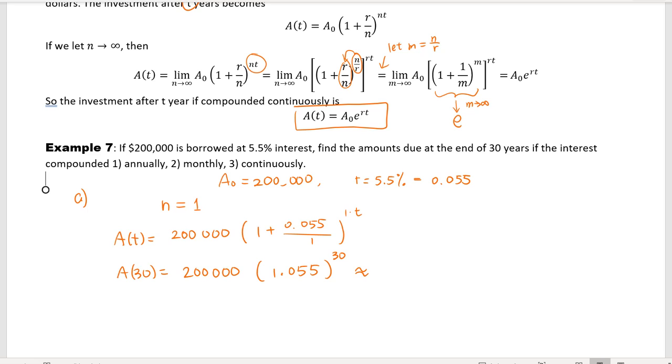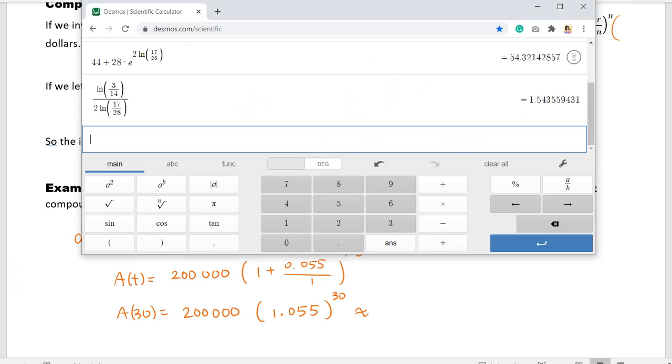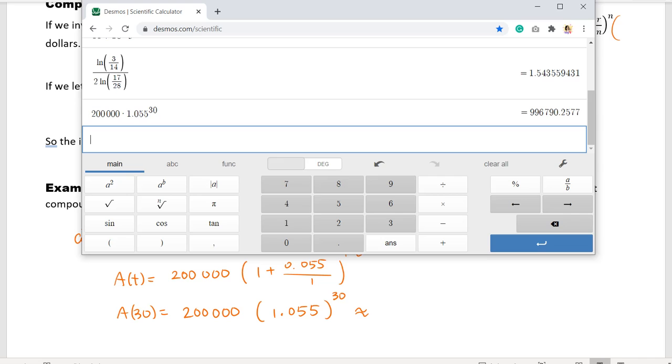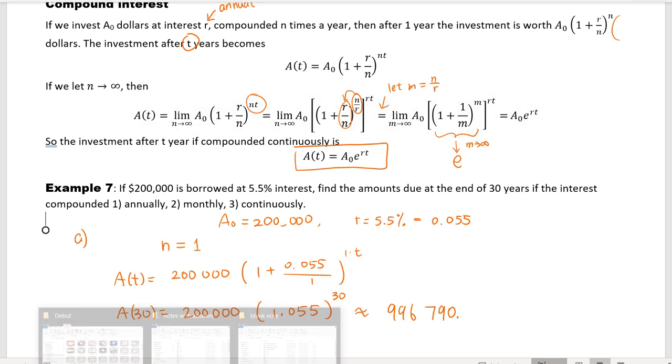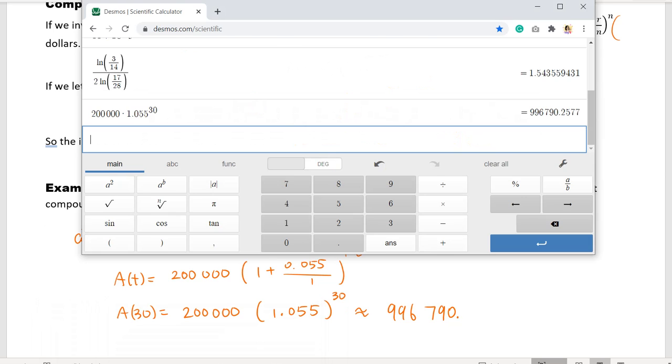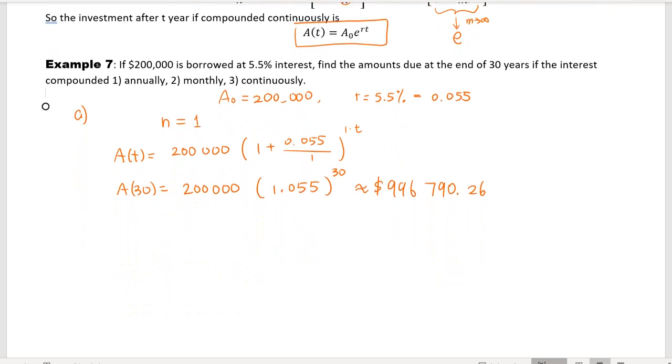Let's put this in our calculator and see what happens. 200,000 times 1.055 to the 30. Oh, you see? 996,790 point what? 26 cents. Alright, so this is part A. Part B.